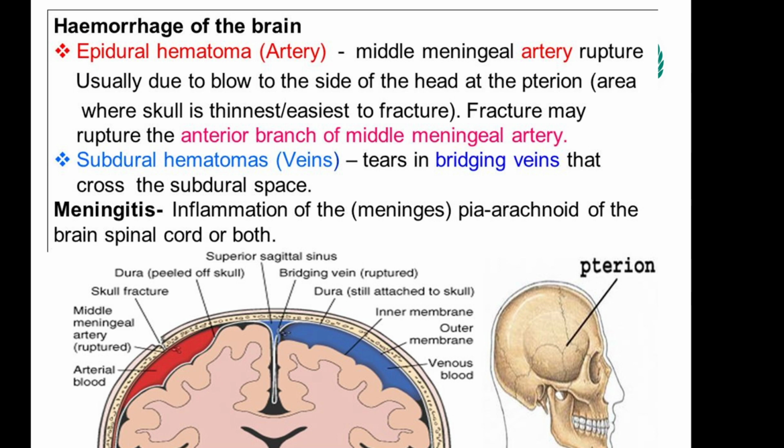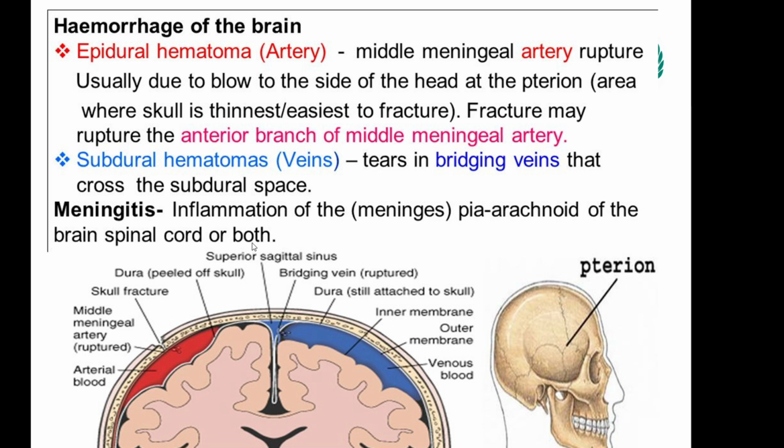Hemorrhage of the brain, epidural hematoma. In this scheme, it's shown that usually the reasons for the epidural hematoma are ruptures or lesions of arteries. Usually these are the branches of the middle meningeal artery, usually due to a blow to the side of the head at the pterion, the area where the skull is thinnest and easiest to fracture. And a fracture may rupture the anterior branch of the middle meningeal artery.